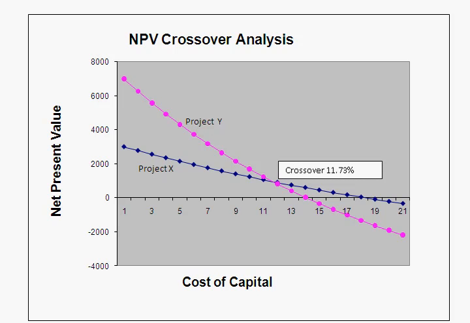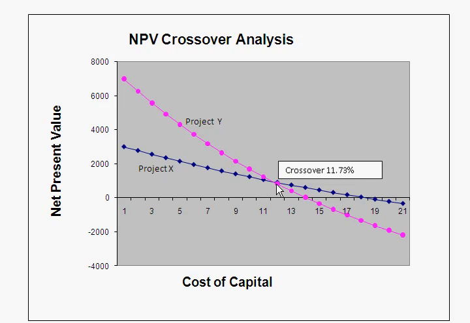This graph shows the net present value of both projects at a variety of costs of capital. Notice the cost of capital along the horizontal axis and the net present value along the vertical axis. At cost of capital below our 11.73% crossover rate, project Y has a higher net present value. This is what we found in our earlier analysis.